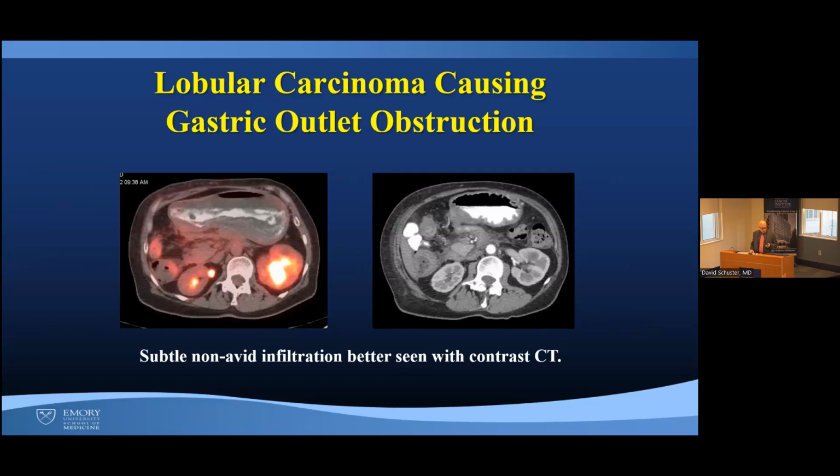This is a case that we had here where this patient had a distended stomach. And on PET, really not much is lighting up. On CT with contrast, maybe you could appreciate a little better, a little mesenteric stranding, but really nothing to write home about, but it was causing a gastric outlet obstruction. And this was biopsy proven to be invasive lobular cancer, kind of showing how sneaky this disease is.